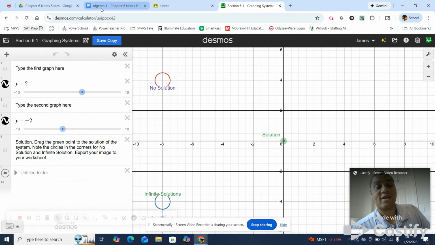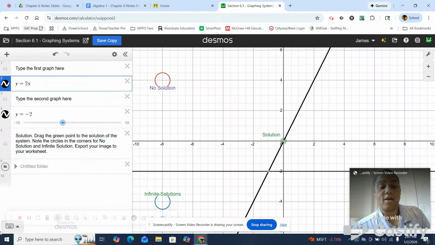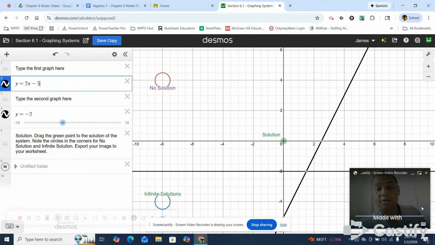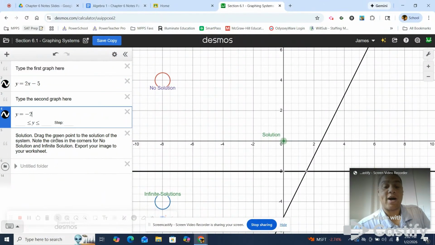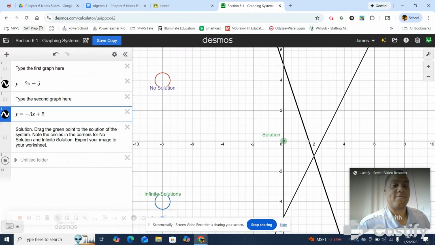So, for example, let's say I have an equation like y equals 2x, let's say minus 5. All right, good looking line. And I want to see where it crosses something that says y equals negative 3x. That's actually, once again, perfect. How about we do this? I want to get a little crazy here. Plus 5? Yeah, all right. How's that looking? Looking great, because as you can see, I have two lines.